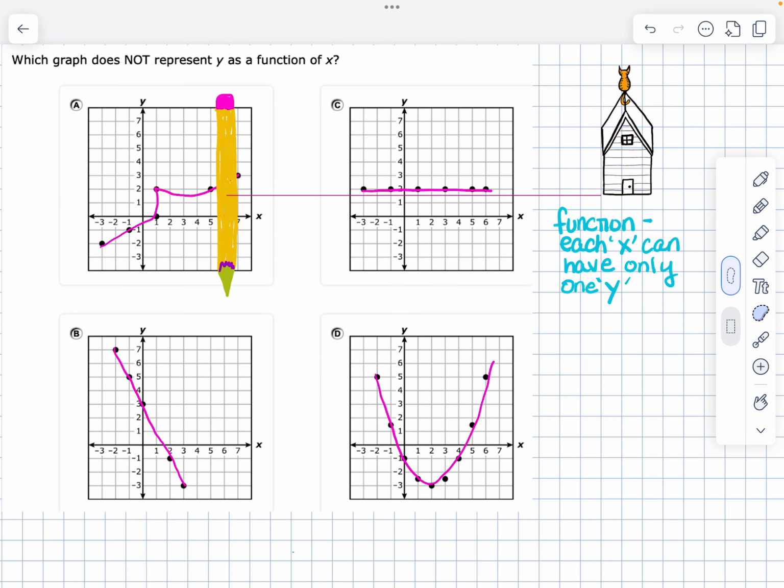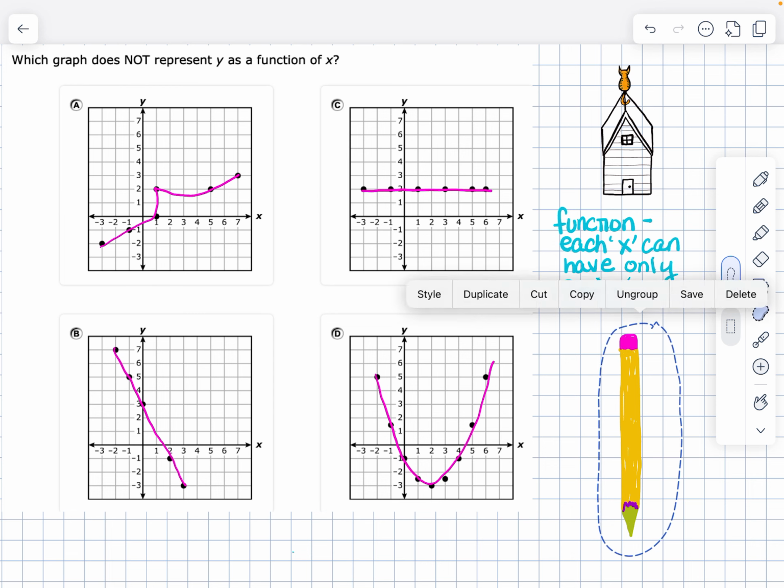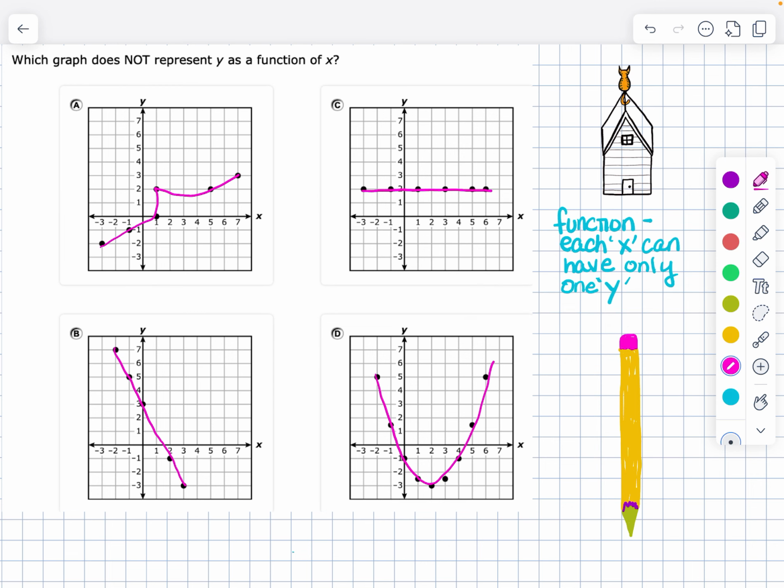This point is fine, this point's fine, we're doing good, and then we come across these two points right here. So x is 1, y is 0, and it's also (1, 2). So we've got two y values associated with the one x value. Right there we know this does not pass the vertical pencil test. So our answer is A. All right, I hope this helps, and I will see you in the next one.